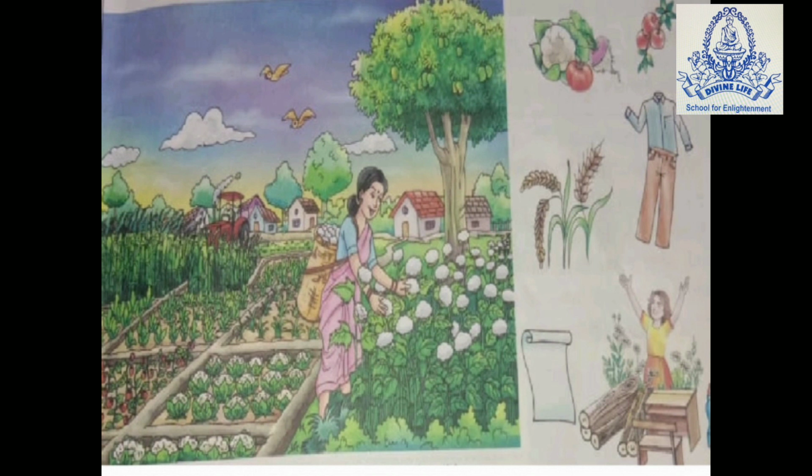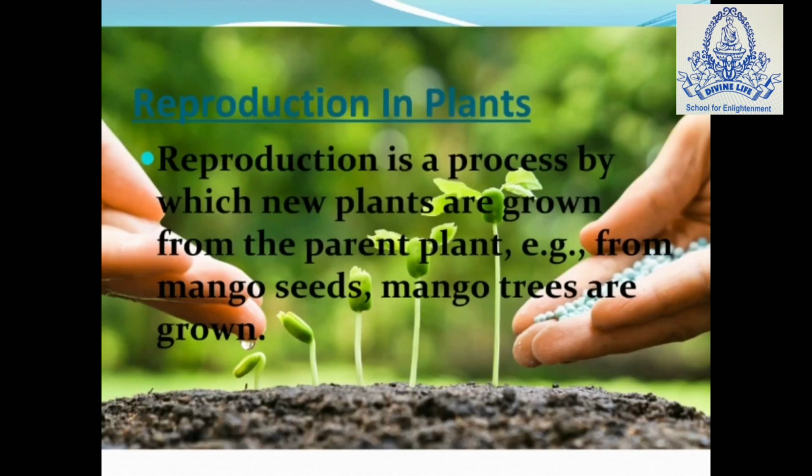So it is necessary for us to grow new plants. We can grow new plants from different parts of plants. So students, you can see that reproduction is a process by which new plants are grown from the parent plant. For example, from mango seeds, mango trees are grown.